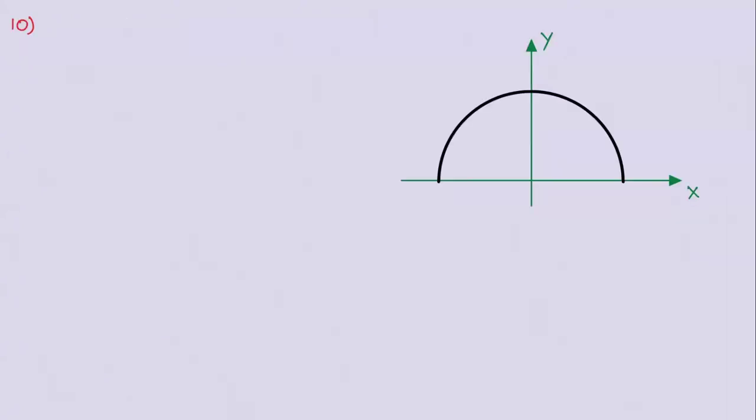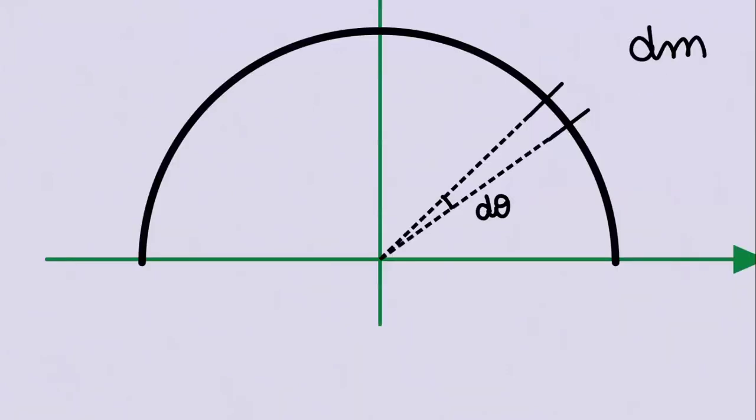Question number 10. Let us take the semicircular ring like this. Now, how to calculate moment of inertia? A small segment I take, its mass is dm. That makes a very small angle d theta, and the angle is made with the y-axis.